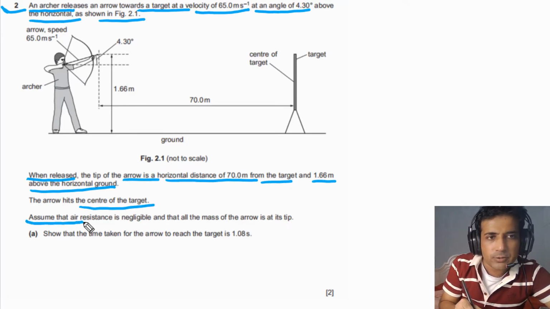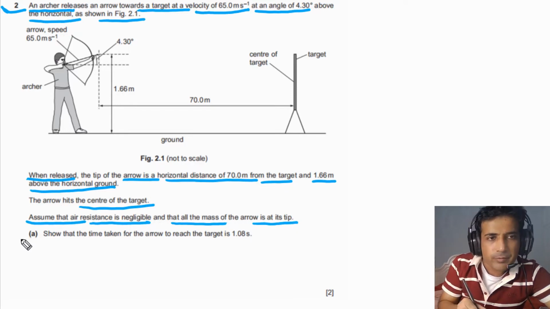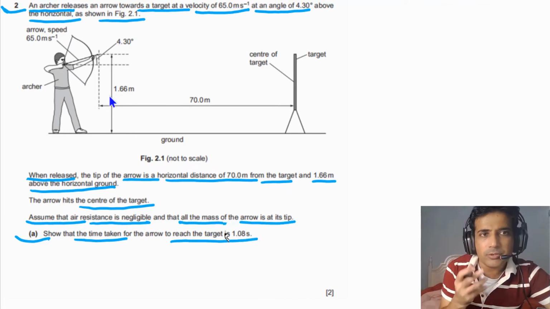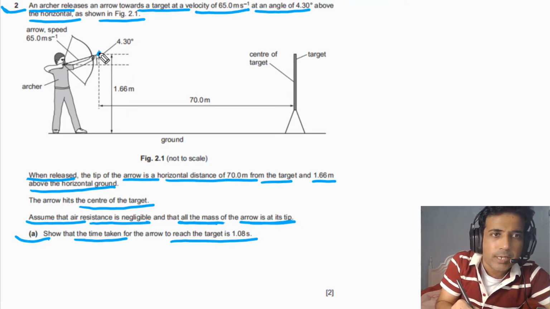We can assume for this question that air resistance is negligible and that all the mass of the arrow is at its tip. For part A, we need to show that the time taken for the arrow to reach the target is 1.08 seconds. In this question, we will treat the arrow as a point mass because it is given to us that all the mass of the arrow is at its tip. So simply we can treat this arrow as a point mass.